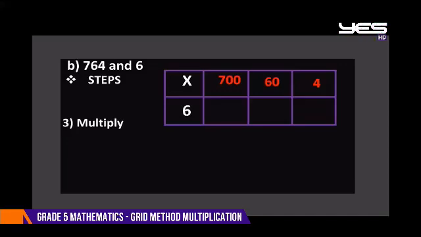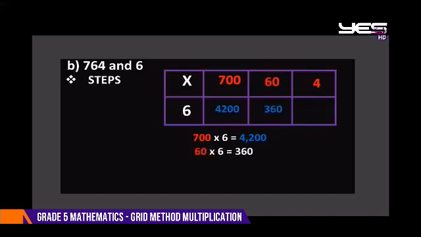So 6 times 7 are 42. When you add the corresponding zeros, it will be 4,200. 6 times 6 are how much? 36. And when you add the corresponding zeros, it will be 360. 6 times 4 are how much? It is 24, right?